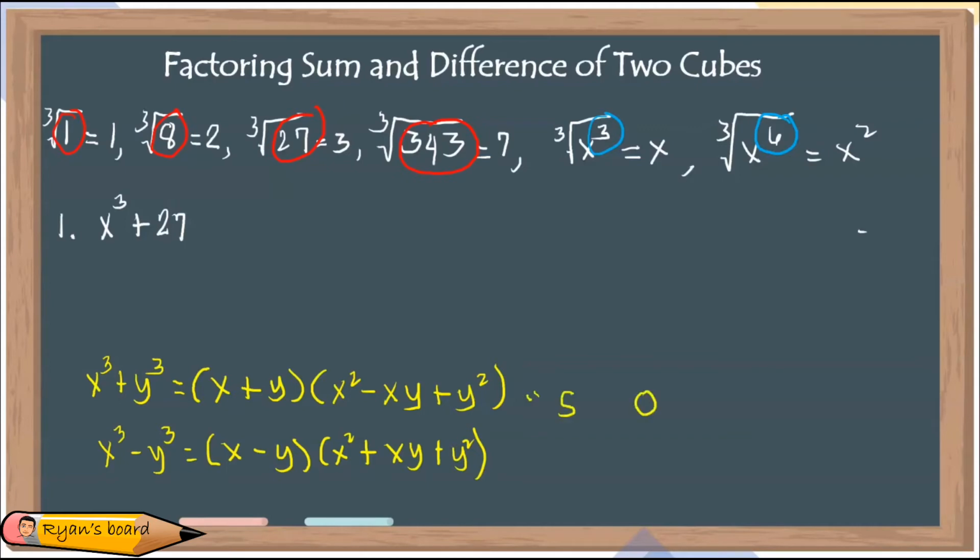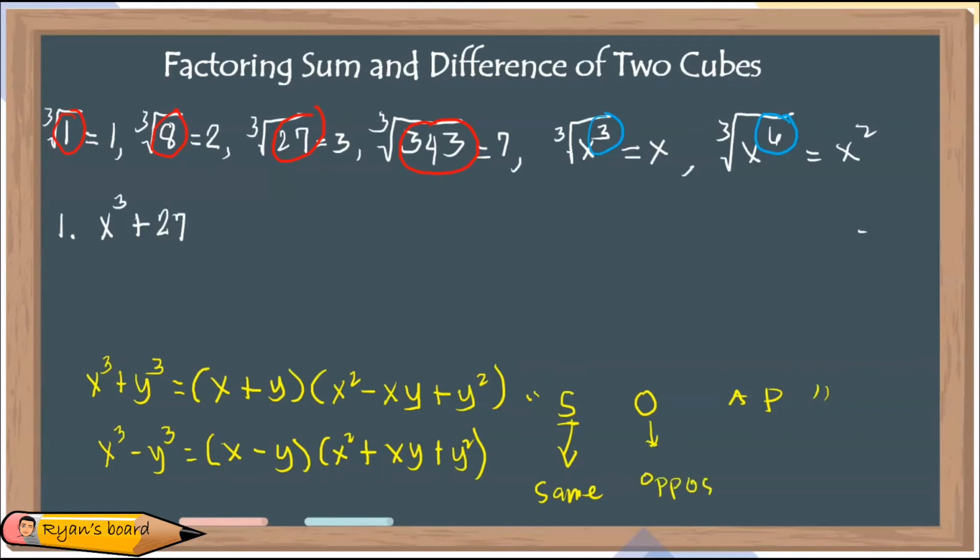Yung SOAP. Ano ibig sabihin ng SOAP? S stands for same sign. Okay? So, kung plus dito, yung first sign mo dito is also plus. Same sign ng given. Kung minus dito, yung first sign dito ay minus. That's S. That's same sign. Okay? Next, we have O.